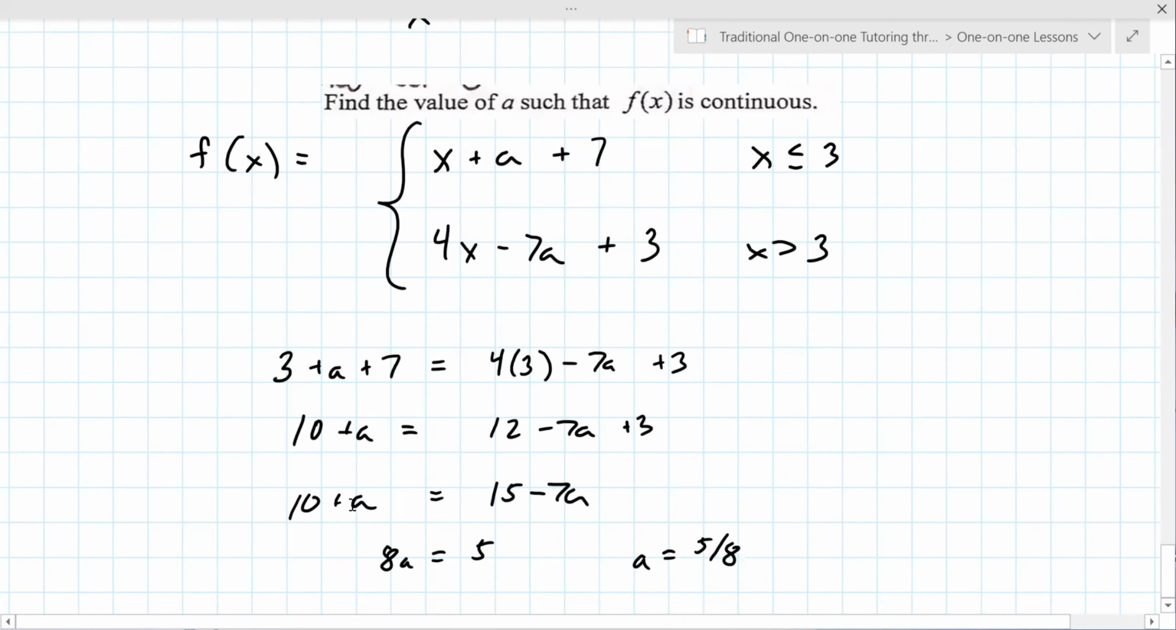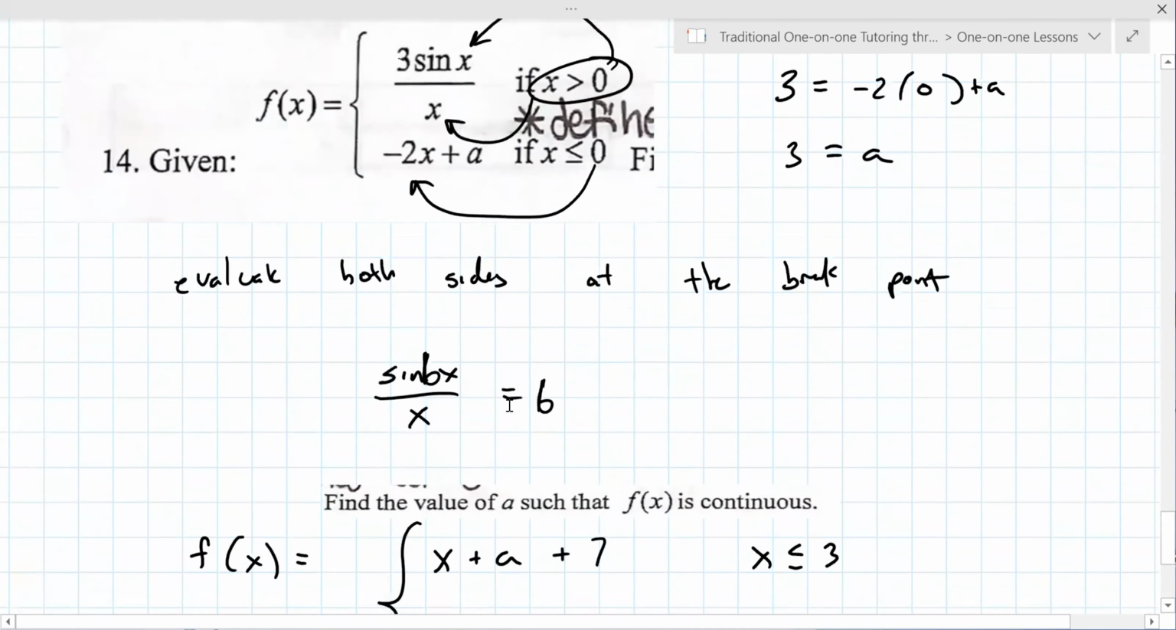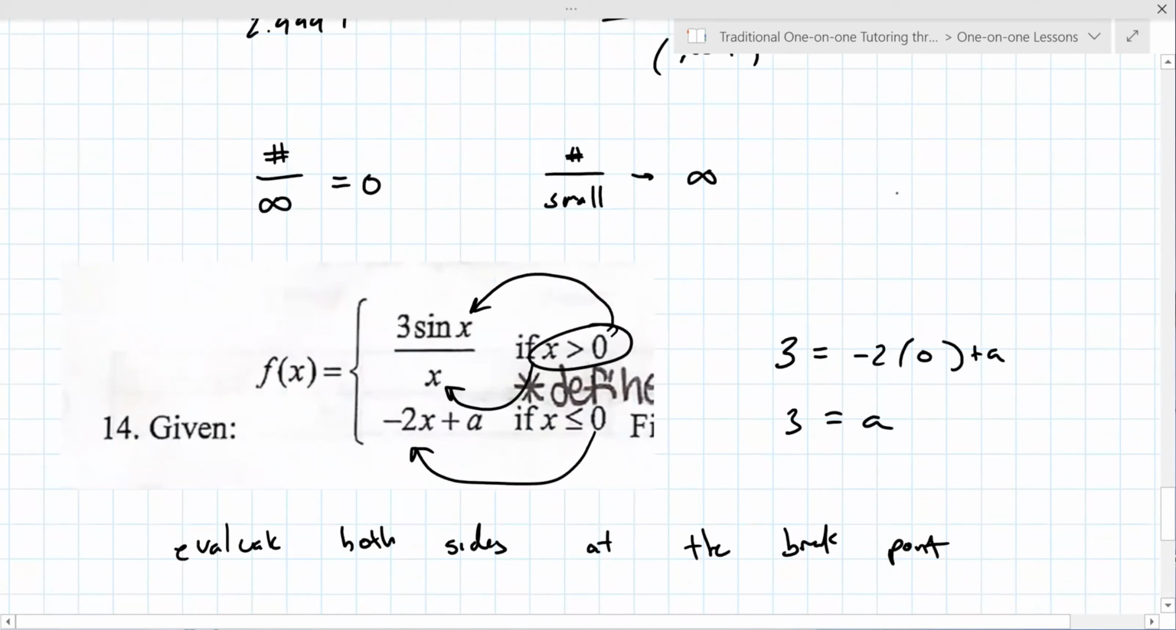Yours relies on the squeeze theorem, which you don't really care about, but you had to know that by definition in your problem, that sine nx over x always goes to n, whatever the number is right there. You had to know that, and if you didn't know that, you're just stuck.